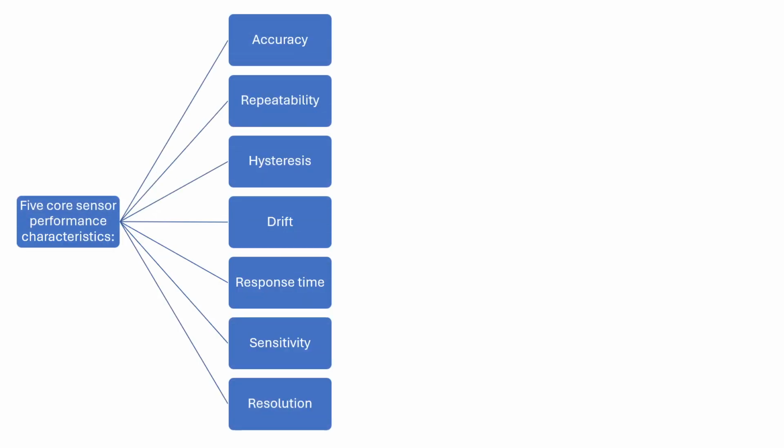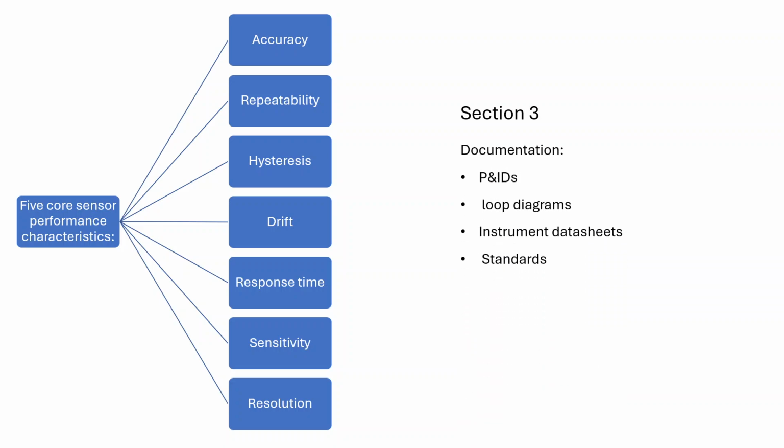That wraps up Lesson 8. And with it, Section 2 is complete. You now have a working understanding of all 5 core sensor performance characteristics: accuracy, repeatability, hysteresis, drift, response time, and now sensitivity and resolution. In Section 3, we move into the documentation world: P&IDs, loop diagrams, instrument data sheets, and the standards that govern how everything gets specified and installed. See you there.